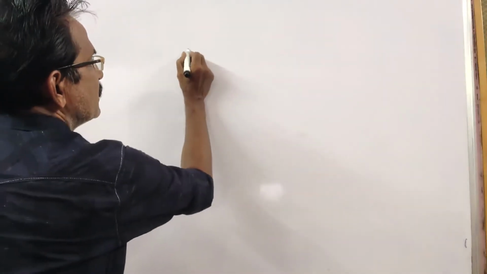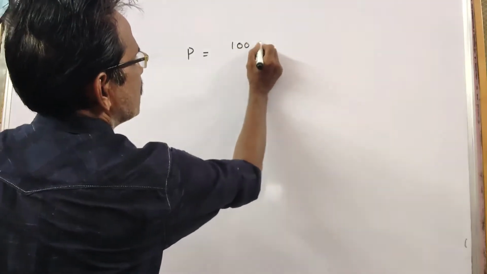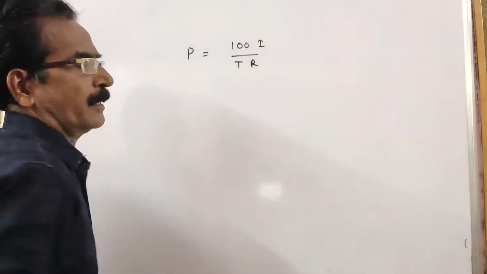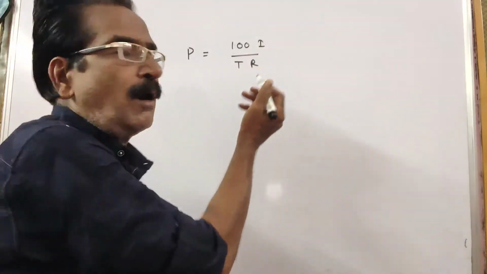See, a sum was put at simple interest at a certain rate for 2 years. Had it been put at a 3% higher rate, it would have fetched 72 rupees more. What is the sum? Here you have to find principal. Sum means principal. Principal formula you know, that is 100I by TR. So here you know I, you know T, you know R.